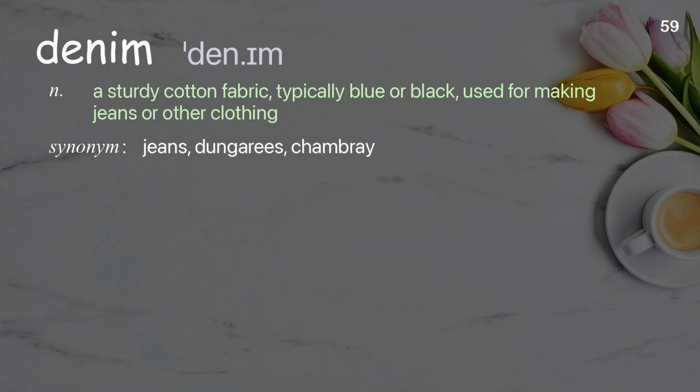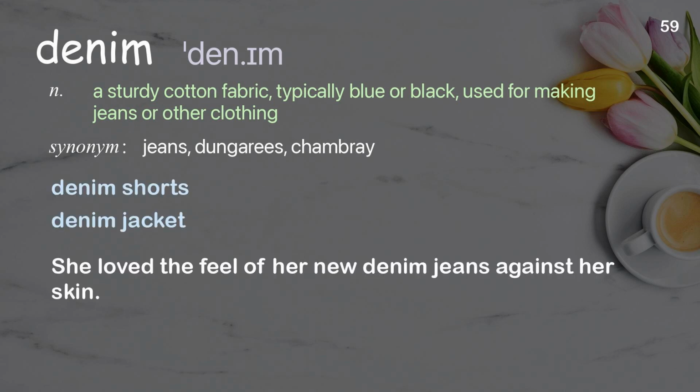Denim. A sturdy cotton fabric, typically blue or black, used for making jeans or other clothing. Examples: denim shorts. Denim jacket. She loved the feel of her new denim jeans against her skin.